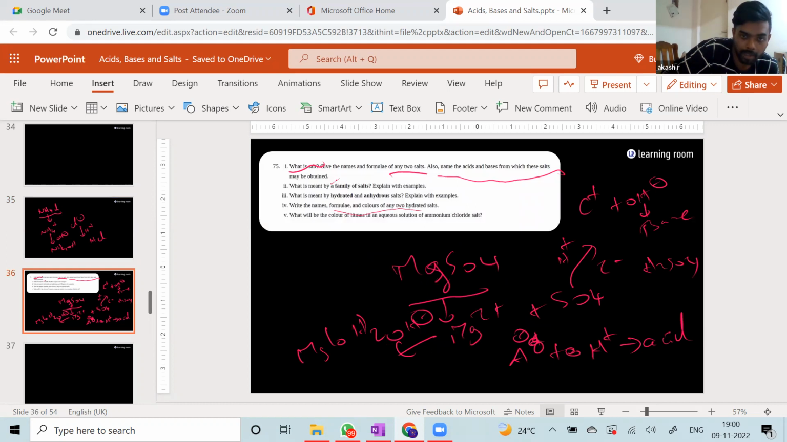Write the names, formulas and colors of any two hydrated salts. Now, you know so many examples. CuSO4.5H2O is going to be, we'll write it.